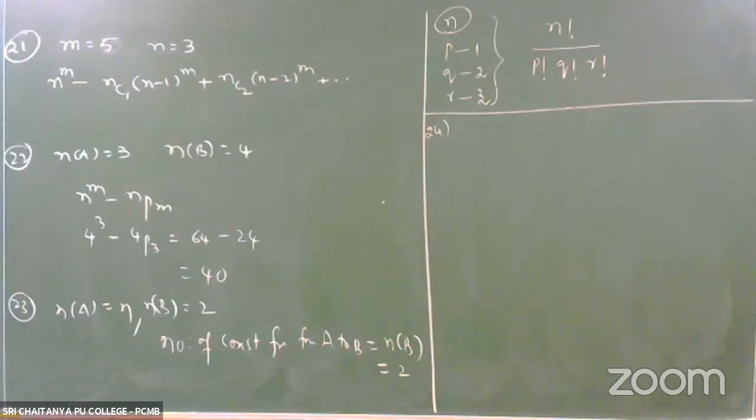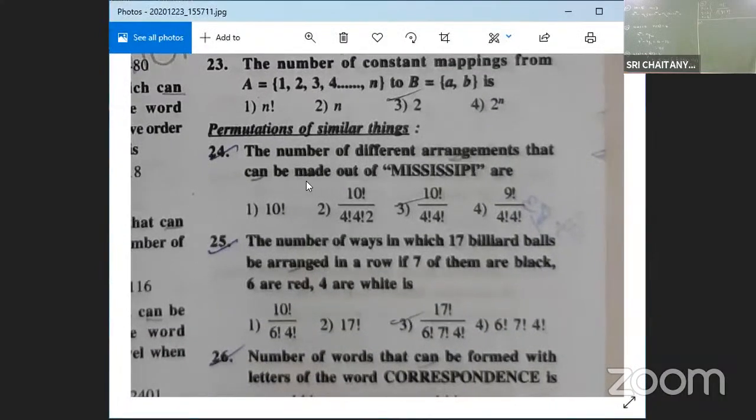Right? Observe problem number 24 on the board. The number of different arrangements that can be made out of MISSISSIPPI. I am going to write that on the board. The number of letters is equal to 10. We are having 10 letters here, right? The number of I's is equal to 4. The number of S is equal to 4, right? P is equal to 2. Therefore, the required permutations are 10 factorial upon 4 factorial into 4 factorial. Right? This is the answer for problem number 24.